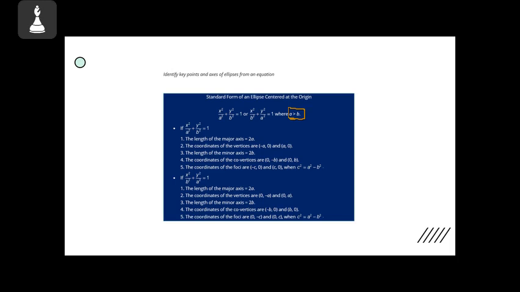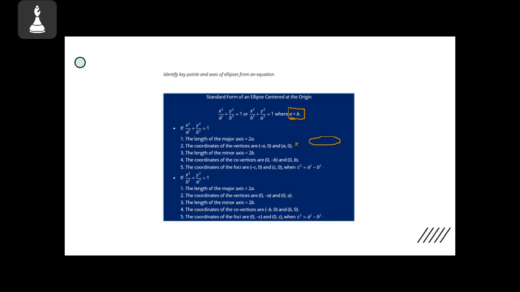If we have the first option, that means our major axis is the x-axis. So a is bigger, it's under x, there's our major axis. The length of the major axis is going to be 2 times a, and the coordinates of the vertices are -a, 0 and a, 0. That means the minor axis length is 2b, and the coordinates of the co-vertices are going to be 0, -b, and 0, b. So this will be the x. It's going to be one of these, stretched more in the x.